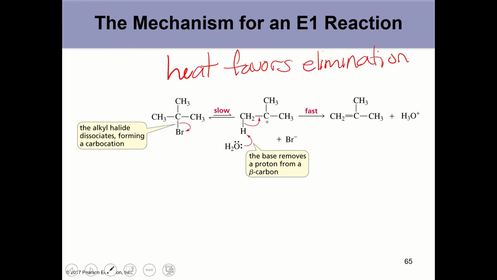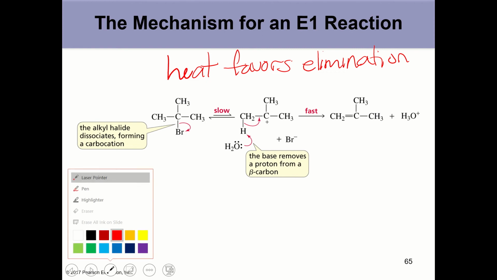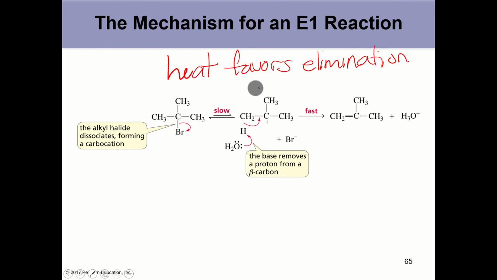For the E1 mechanism, a good rule is that heat favors elimination. So oftentimes when they ask you if it's an E1, an SN1, an E2, or an SN2, and you're trying to figure out what the possible product is, if there is heat applied at the reaction arrow, then it is probably an elimination product.